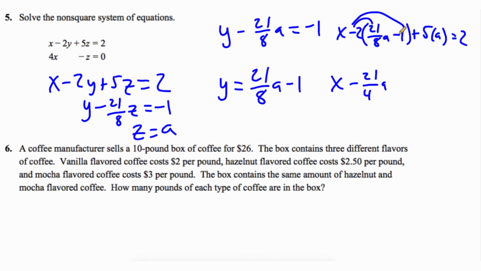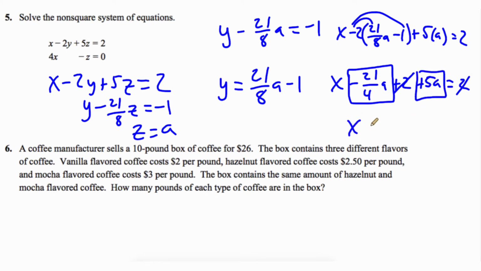And then if we take negative 2 times negative 1, we get plus 2. And then we've got our plus 5a on the end, and this equals 2. Now I'm going to subtract the 2 over to the right-hand side, so this 2 will cancel out with the other 2. We can combine like terms with this negative 21/4a and this 5a. So we end up getting x minus 1/4a equals 0. So if we add the 1/4a over to the right-hand side, we get x equals 1/4a.